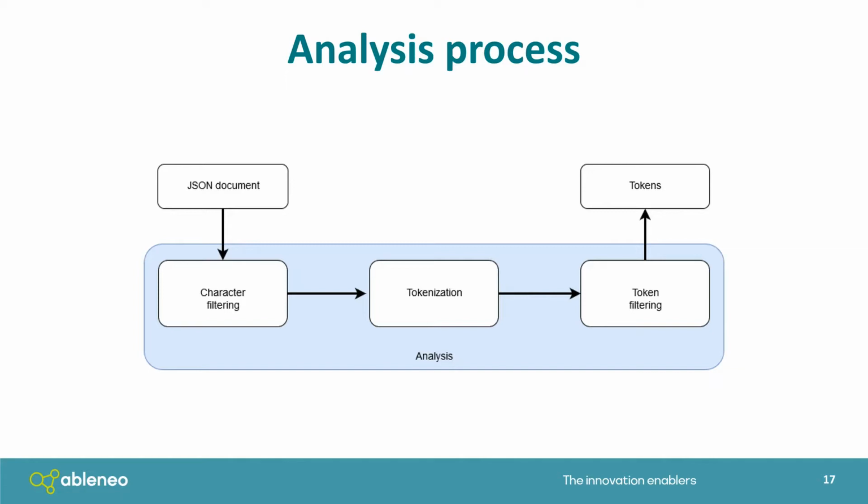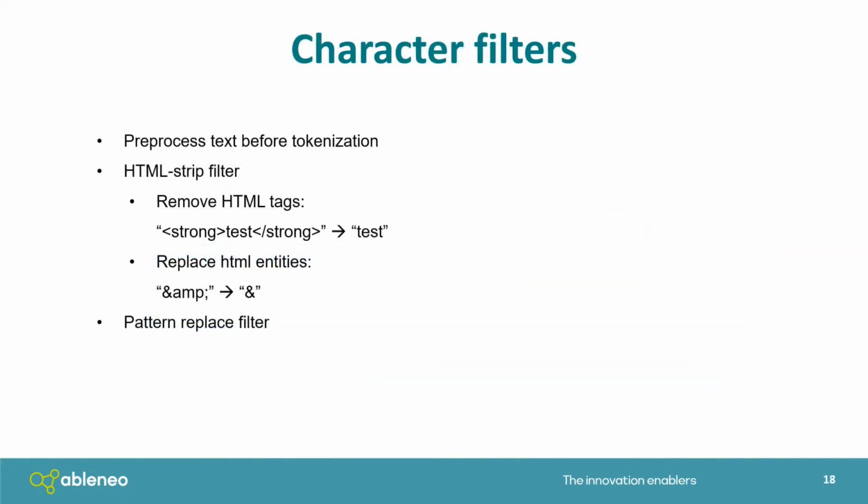Now back to analysis steps. The first one, character filtering. Character filters are used to modify incoming text data. For example, if we want to remove all HTML tags, this is the right place to do it. Elasticsearch comes with some prepackaged character filters like the mentioned HTML strip filter or pattern replace filter.